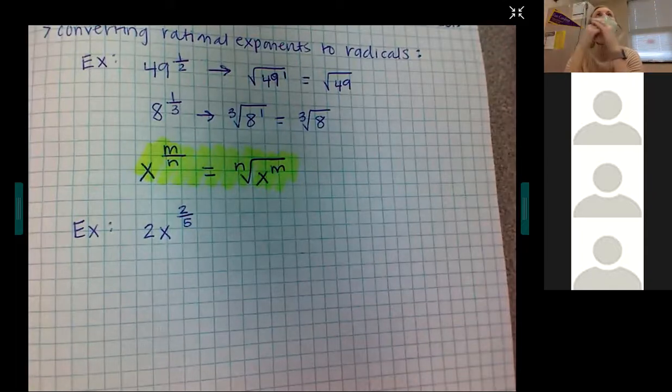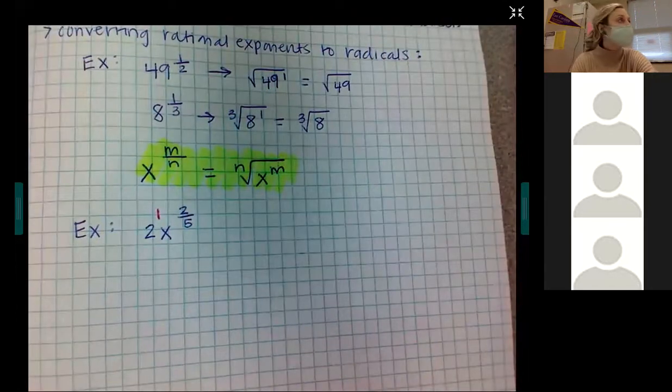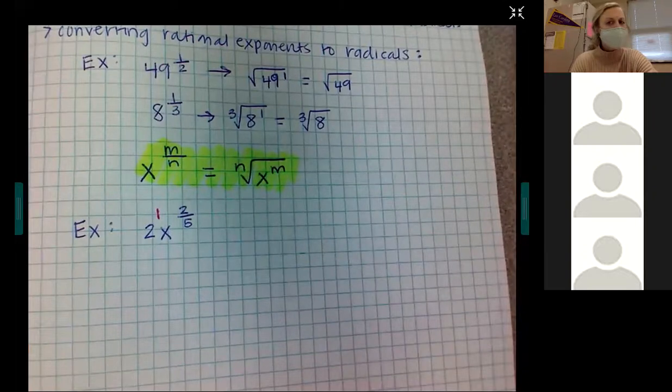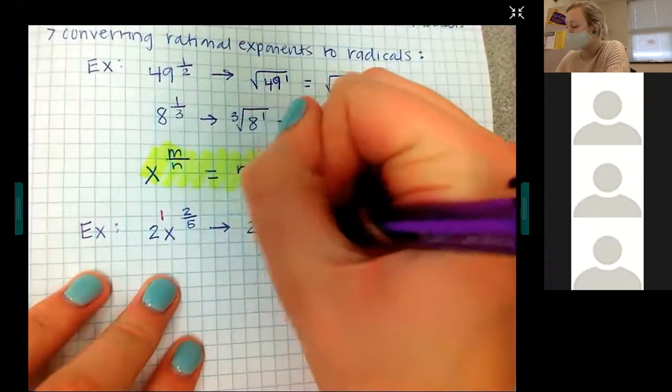Good. Now, this is where my students always mess up on this one right here. What exponent does the 2 have? A 1. Good, Henry. The 2 has an understood 1, right? The 2/5 does not go with that 2. So if this is 2 to the 1, y'all agree that's just a whole 2, right? So do we put that in the radical? No. Good. So this would just be 2.